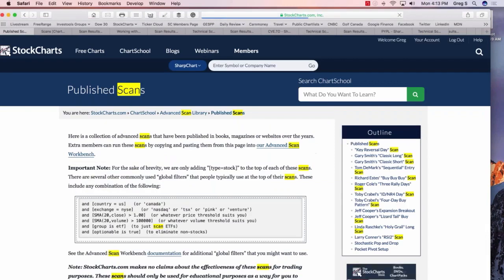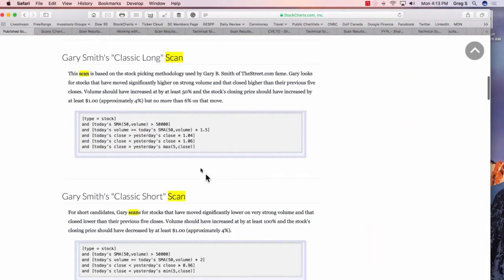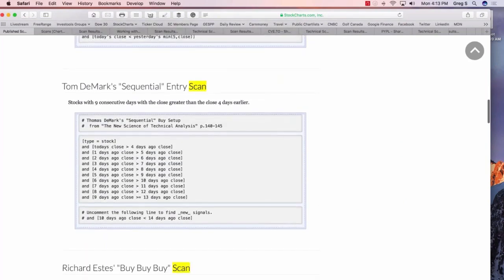These are other people that have put them in. So here's a key reversal day, Gary Smith, Tom DeMark, looking for something that's been trending really, really hard and then changes.